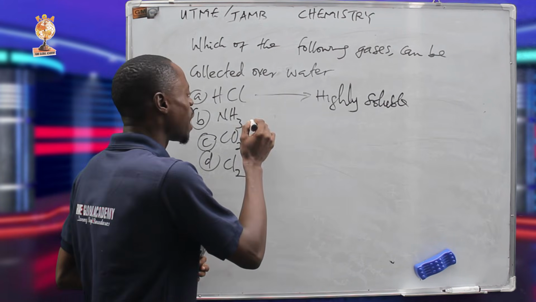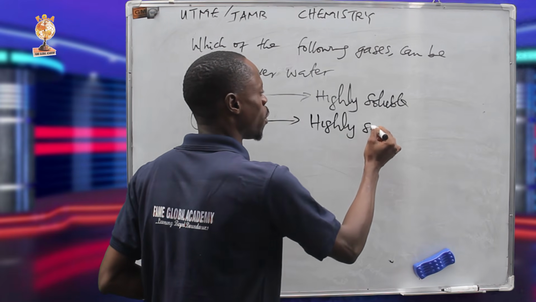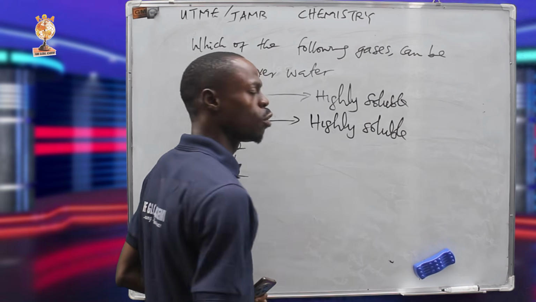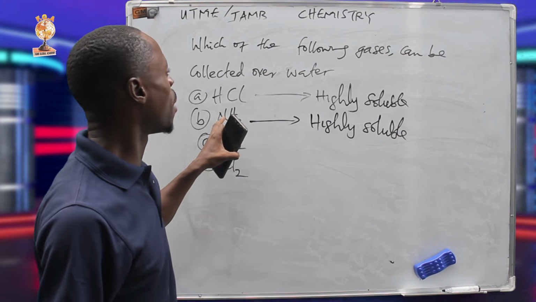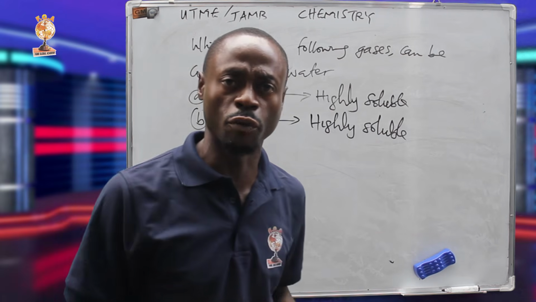So we equally have ammonia. Ammonia is another gas that is highly soluble in water, and as such, ammonia should not be collected over water at the point of production.